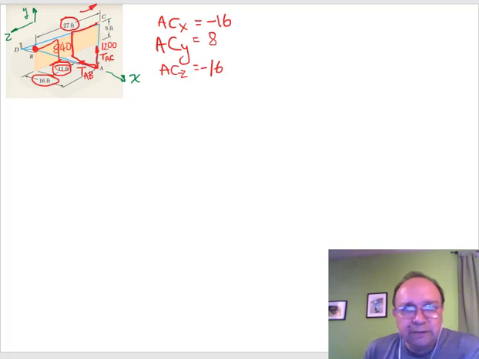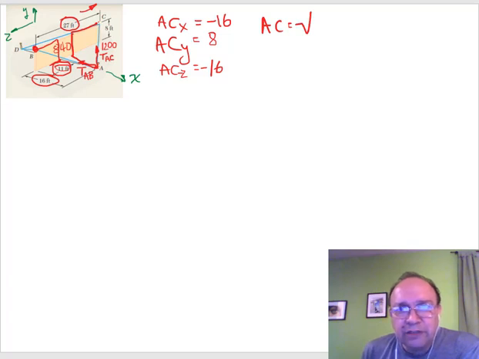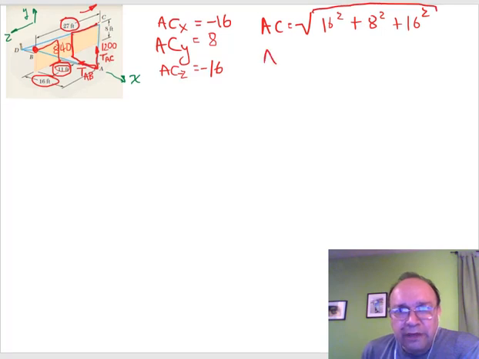So now we can find the total distance from A to C as the square root of minus 16 squared, same as 16 squared, plus 8 squared, plus 16 squared. So AC comes to be 24.